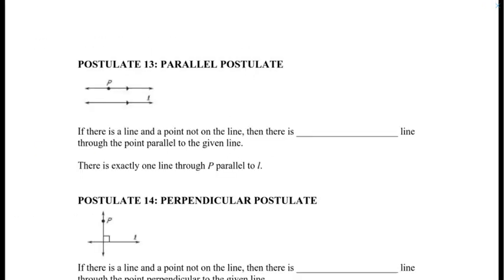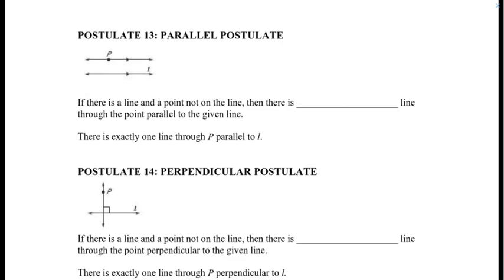All right, let's continue. So let's take a look at a postulate here. So this is the parallel postulate. This says that if there is a line and a point not on the line, then we know that there has to be exactly one line through the point parallel to the given line. So when we look at our diagram up here, we see a line, L. We see a point P that's not on our line. So what we're saying is that there's only one line that's going to go through P that's going to be parallel to our original line L.